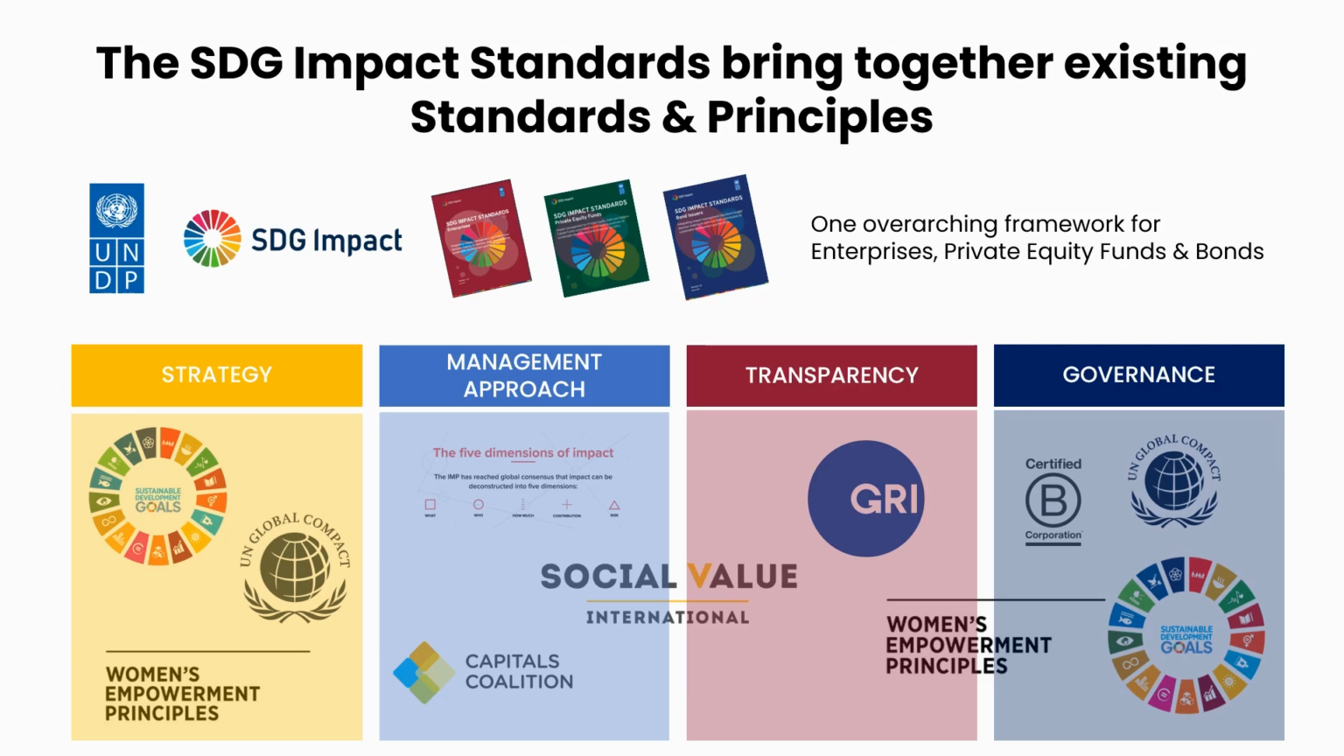Through the SDG Impact Standards, we have one overarching framework for decision making that helps us navigate setting a strategy for contributing positively to sustainable development, embedding internal systems for a management approach that relies on impact data, supporting transparent disclosures, and implementing appropriate governance structures for accountability.